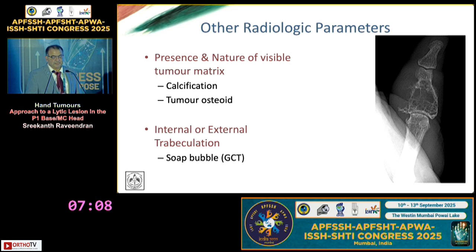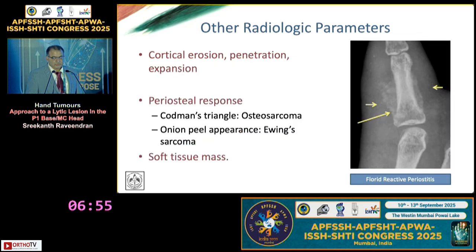Other parameters include the tumor matrix, whether it's calcified, chondrogenic or osteogenic, or whether there is external or internal trabeculation like a soap bubble appearance, especially in GCT, or cortical erosion or penetration, or total expansion of the bone, or a periosteal response like Codman's triangle or an onion peel appearance, especially in Ewing sarcoma, and other soft tissue changes associated with the bony lesion.